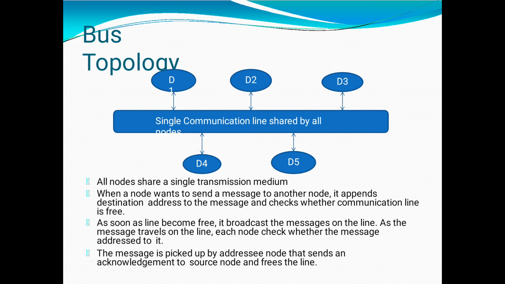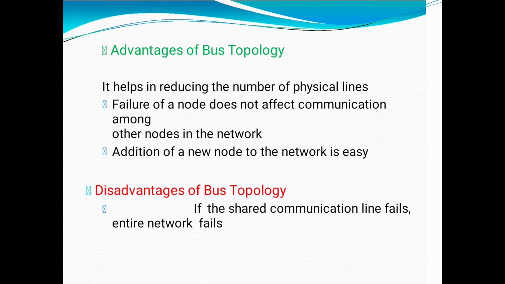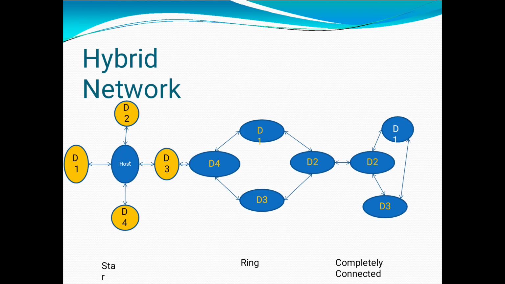Bus topology, here we are having a number of nodes. All the nodes are connected using a common communication channel, that is a single bus, a single communication line shared by all the nodes. The disadvantage is if that channel fails, then the entire topology will be affected. The main advantage is the failure of any host node won't affect the full topology of the network. Addition of a new node is very easy.